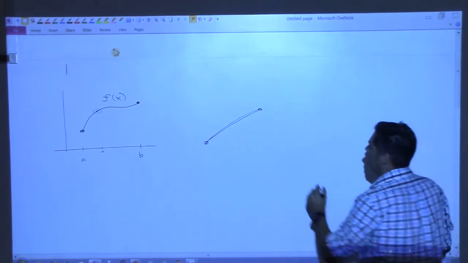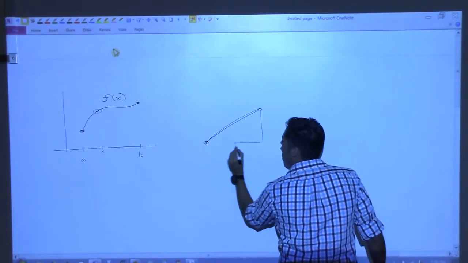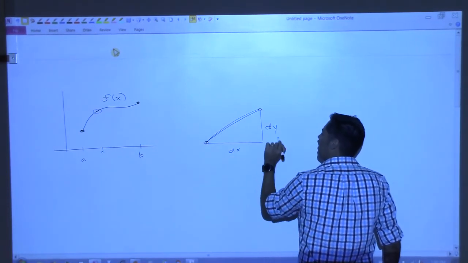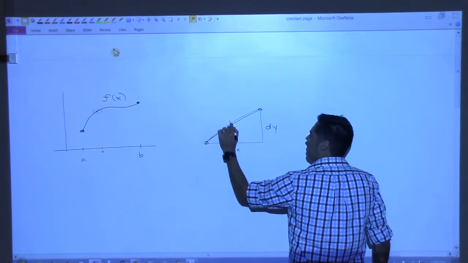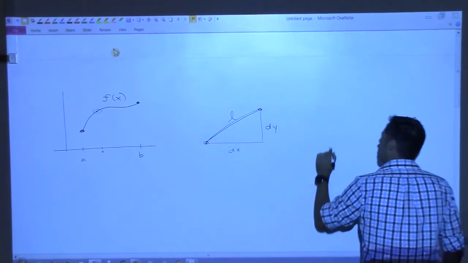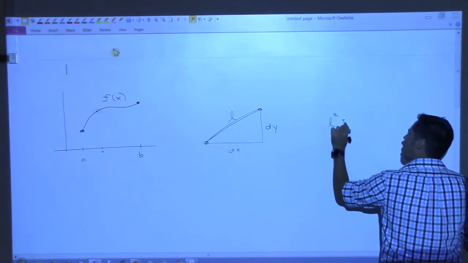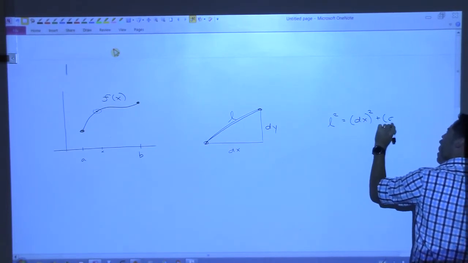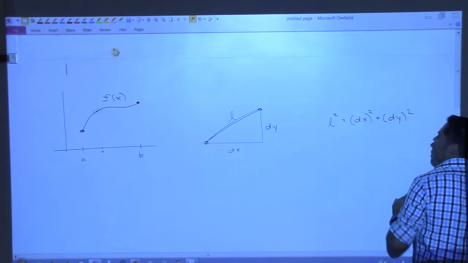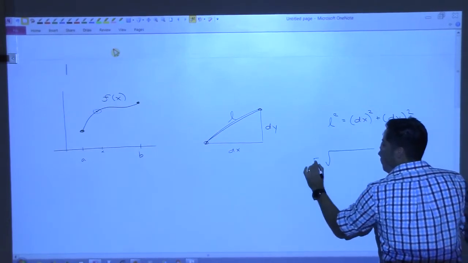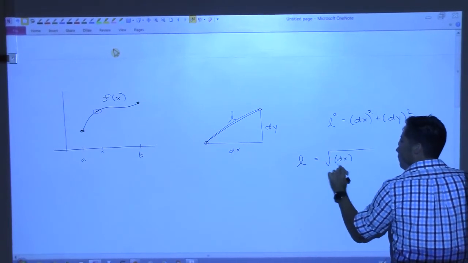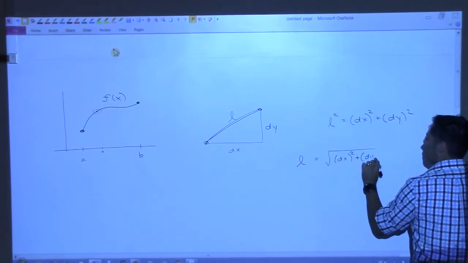And the way I set it up is I drew a right triangle. I called this dx, I called this dy, and I called the hypotenuse little l. I said little l squared must be dx squared plus dy squared. And then we solve for little l, and we got this thing right here. So this is all from last class.